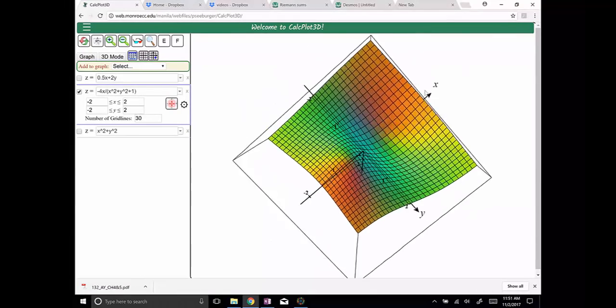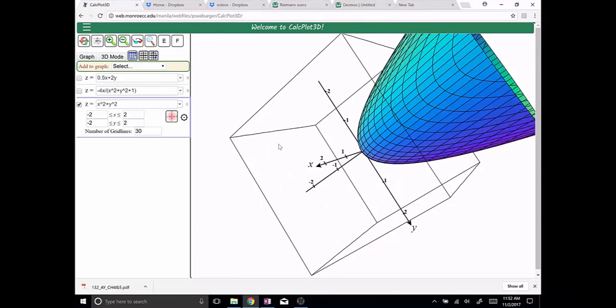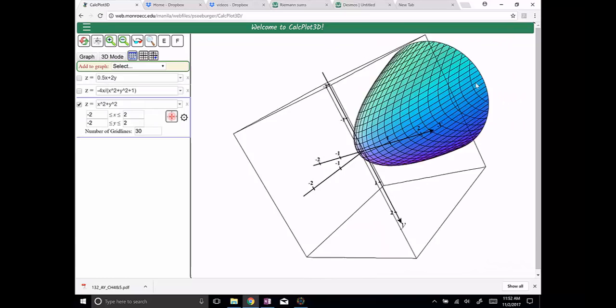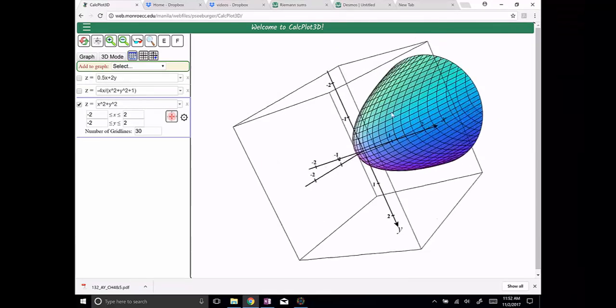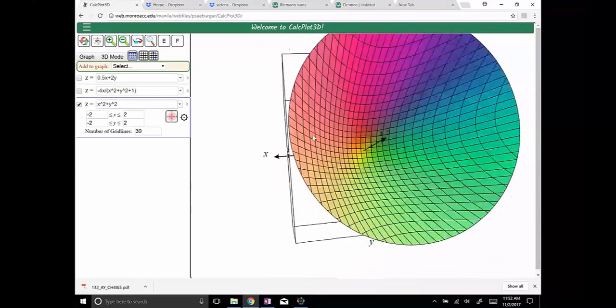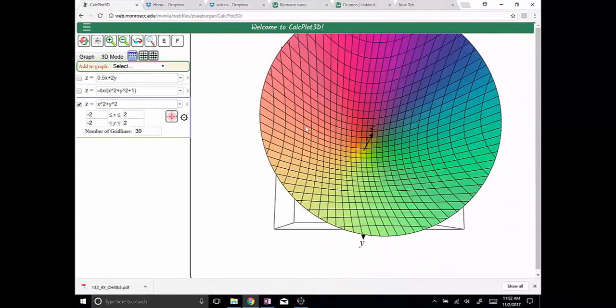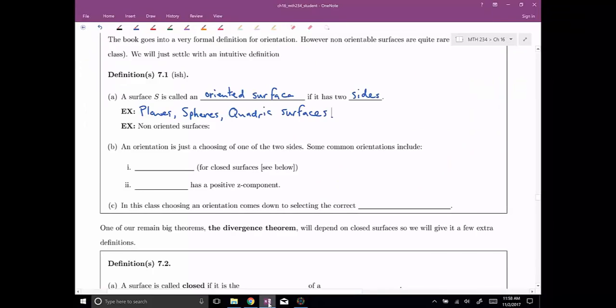It's essentially a sheet of paper, which has two different sides, or any of our quadric surfaces. Here's an elliptical paraboloid. We have this blue side, blues and purples here, and then on the inside of it, we have more greens and reds. So there's an inside and there's an outside, these two sides to it. Really everything that we know and love is an oriented surface.